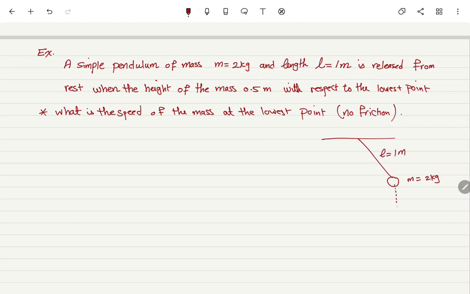The height of this mass with respect to the ground, assuming that this is the ground, equals 0.5 meters. Now, what is the speed of this object at the lowest point? This is the lowest point here. Since there is no friction in this case, work total equals delta K. No friction and no external force, so we can say that E final equals E initial. The total mechanical energy at this position equals the total mechanical energy at this position. Let's name this position 1 and this position 2.